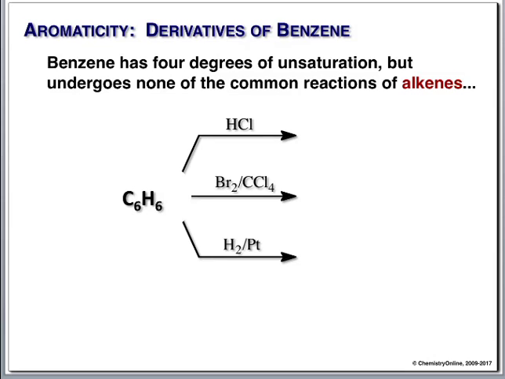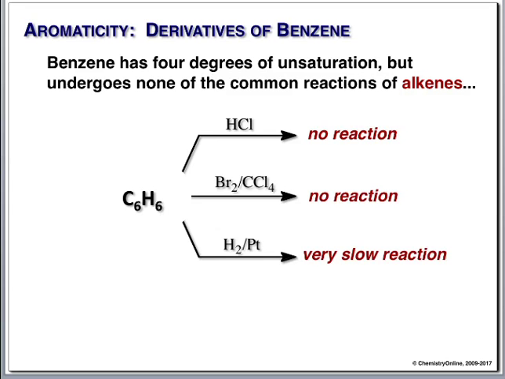If you do degrees of unsaturation, that's 4. So you would think it would have double bonds. It does not, however, react with HCl like every other alkene in the world does. Nor does it react with bromine and carbon tet. And the reduction with hydrogen on platinum surface is very, very slow. So no reaction, and very slow.